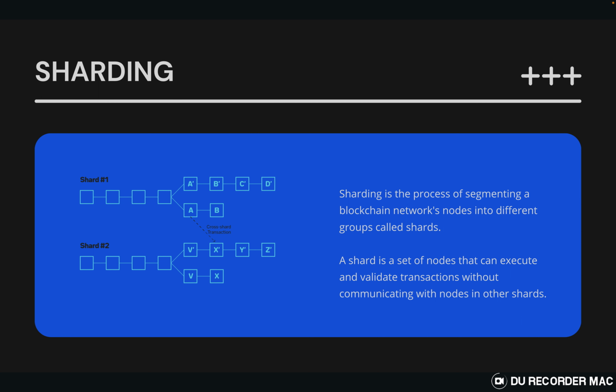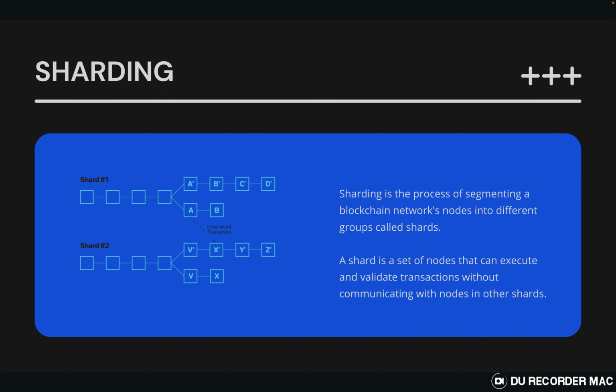But let's say now we divide the network into different groups called shards, and your transaction is going to be sent to a particular group. If that group agrees that your transaction is valid, it is valid. If they execute your transaction and decide that it is valid, they don't need to communicate with the other groups to know if it is valid or not.